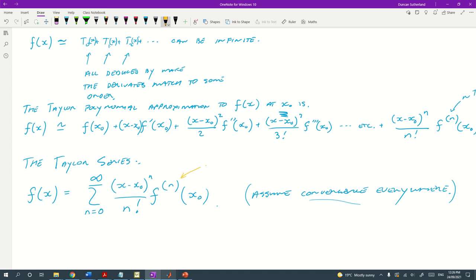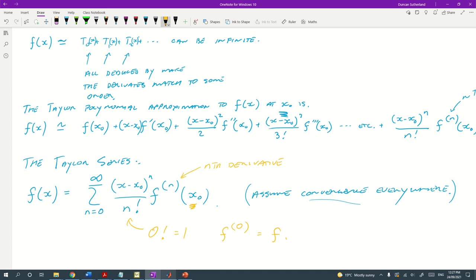This is the nth derivative. Zero factorial equals one, right? This can obviously start at zero. If you've got the zeroth derivative, that's just the function. So f zero equals f, and it's at this point x naught. This point x naught is important. Okay, so that's the definition of the Taylor series.